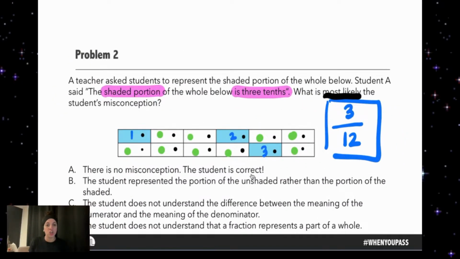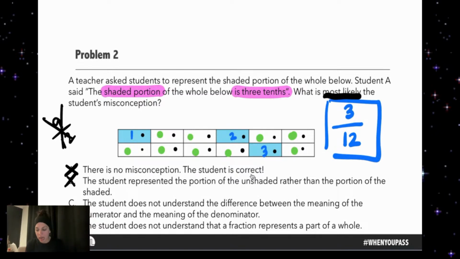So, A, there is no misconception. Well, that's wrong. We know there's a misconception because 3/10 is not the right answer. B, the student represented the portion of the unshaded rather than the portion of the shaded. Well, if they did that, then it would have been like 10/3 if they did it the way they think, or it would have been like 10 or 11 or 9. It would have been 9/12. If they did unshaded, then it would have been 9/12. So that's not what they did either.